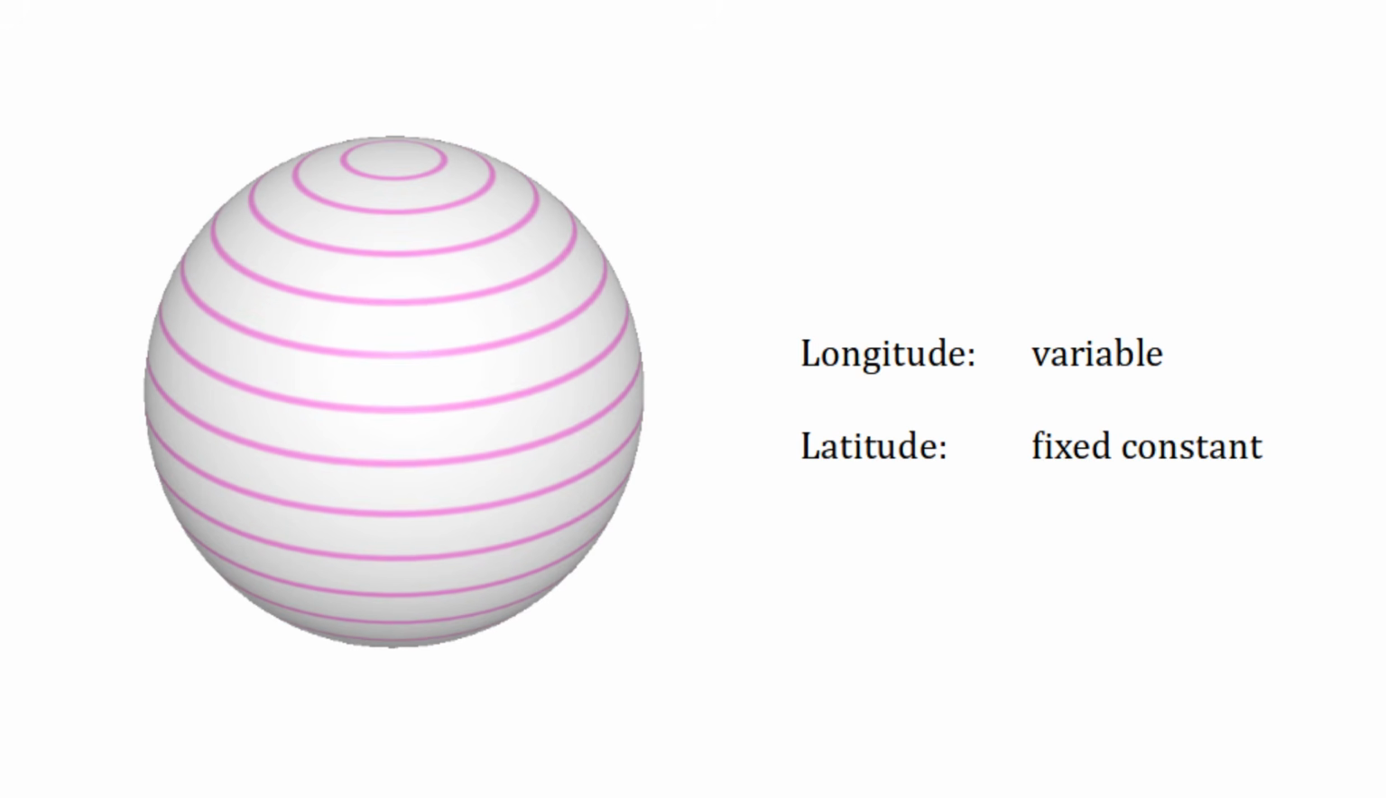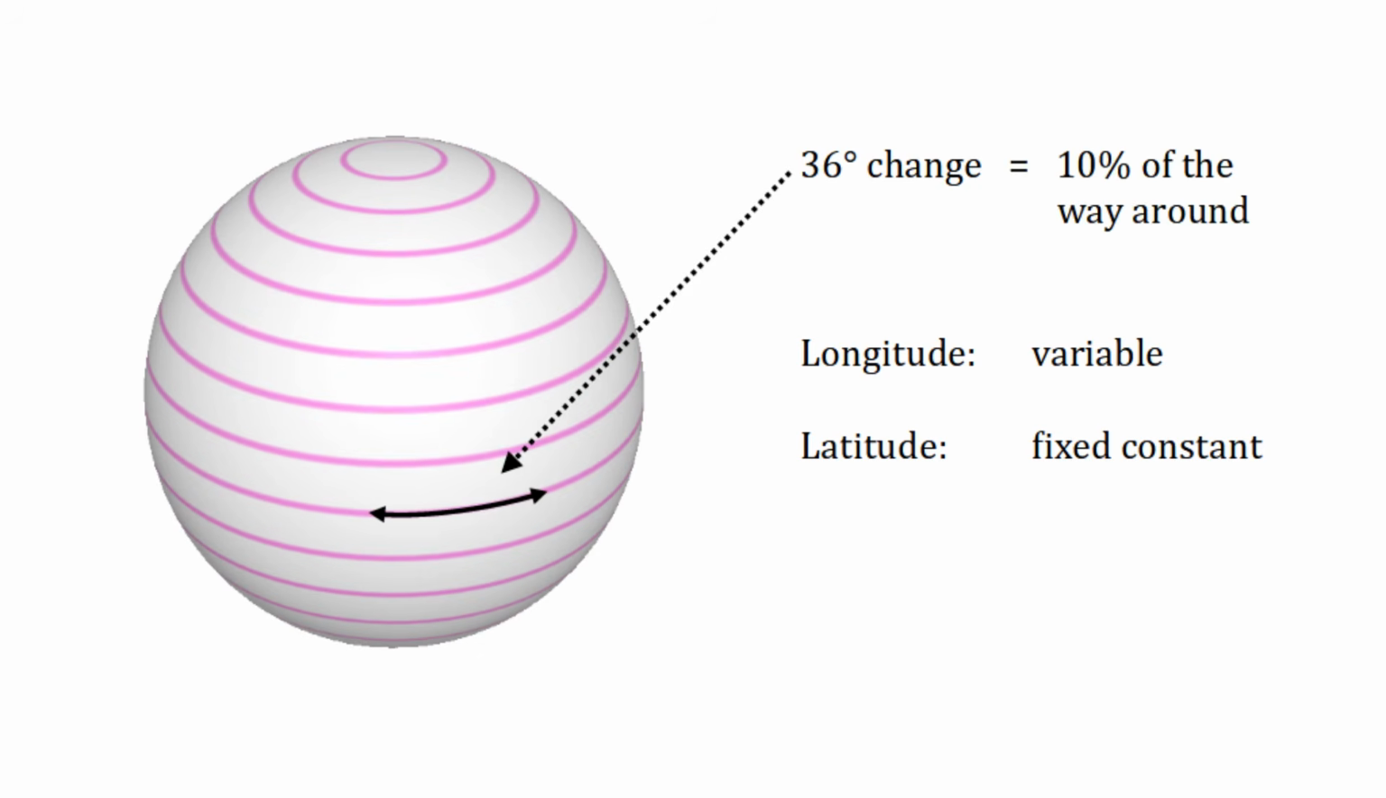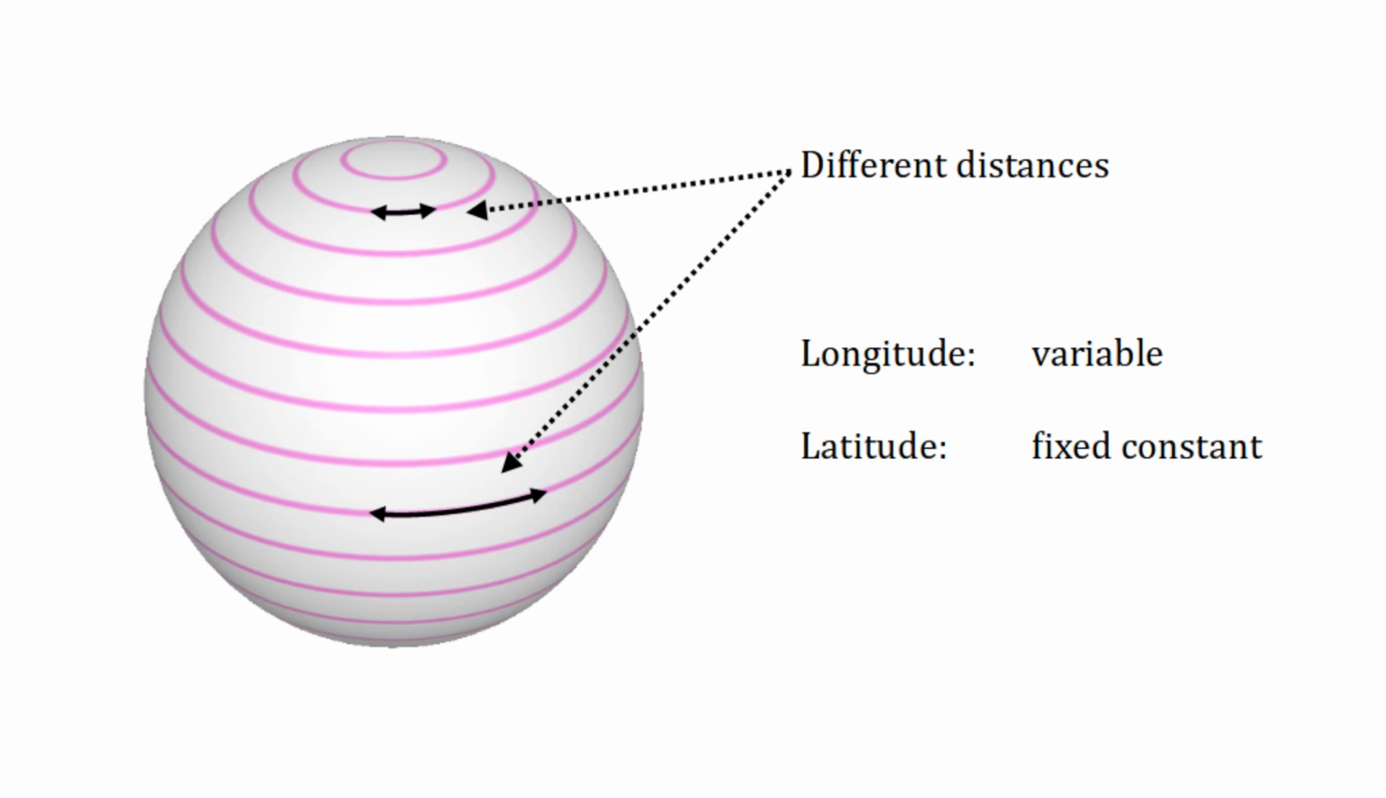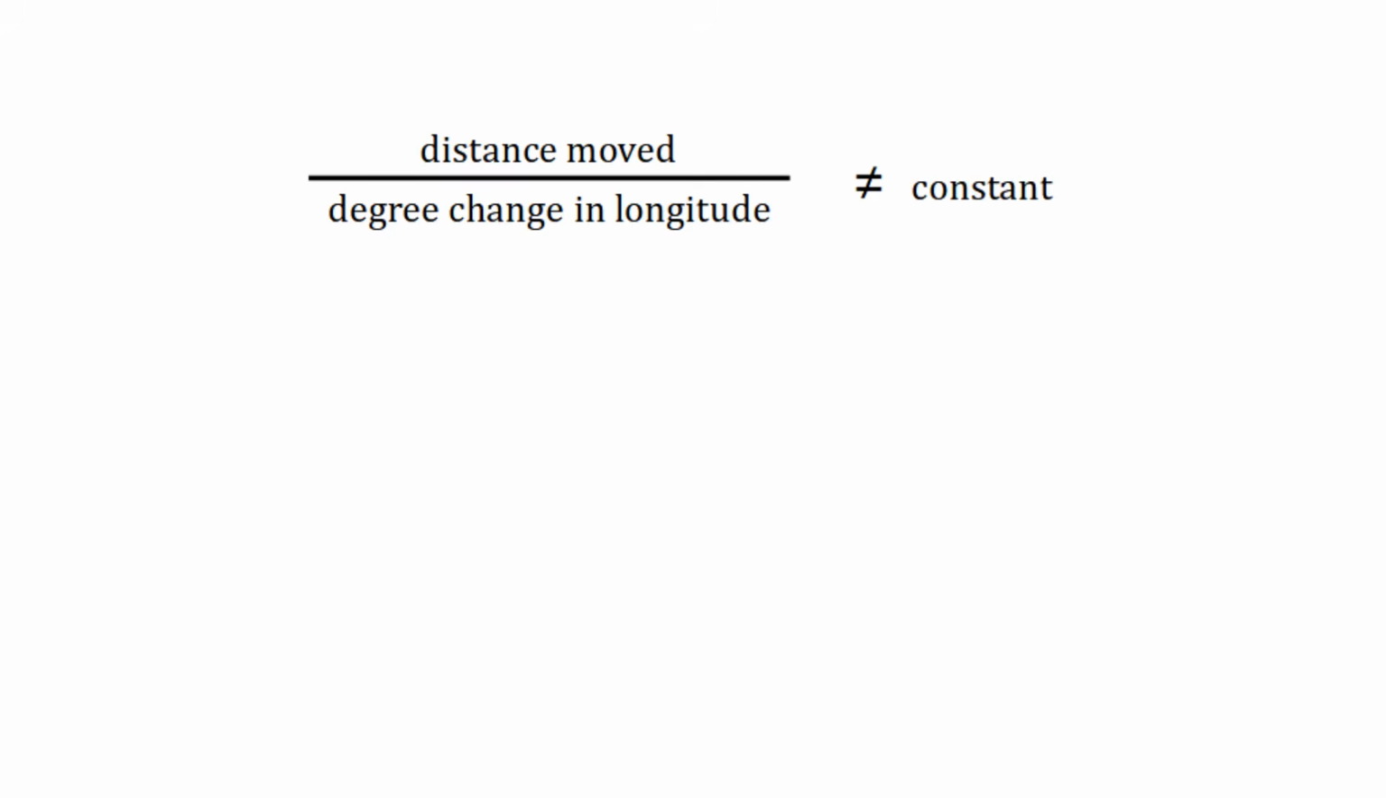When we change only longitude, though, we stay on the same parallel. Moving 36 degrees still means moving 10% of the way around that parallel. But since each parallel is a different size, that 10% can mean different distances. For that reason, distance moved per degree change isn't constant. Instead, it depends on how big the parallel is.